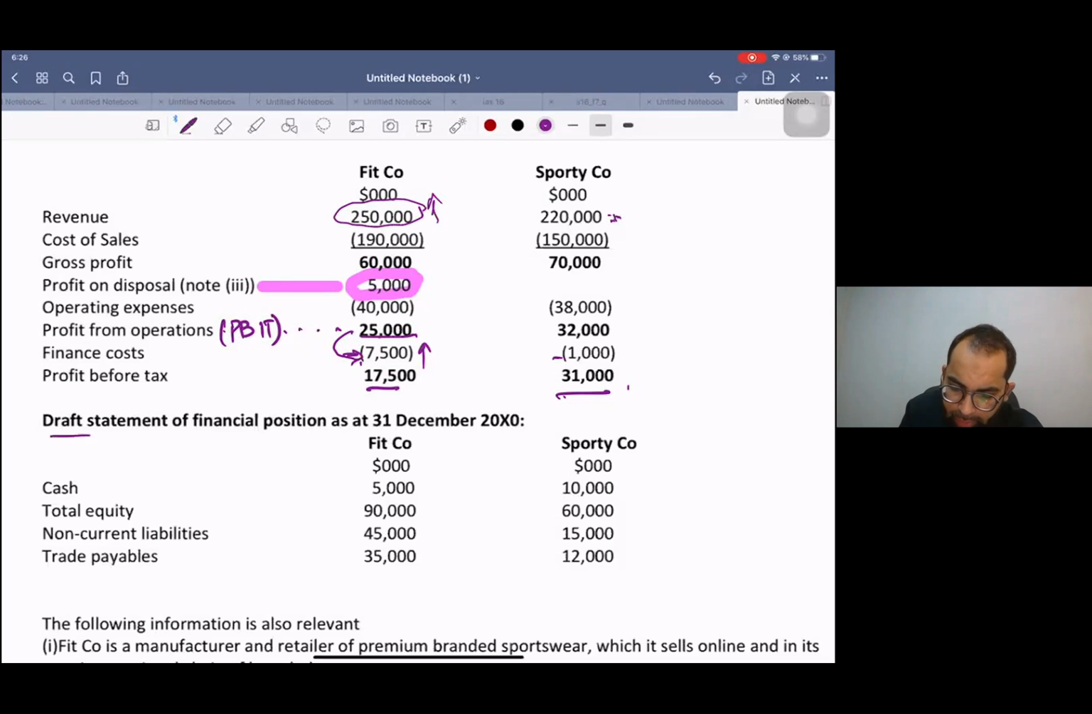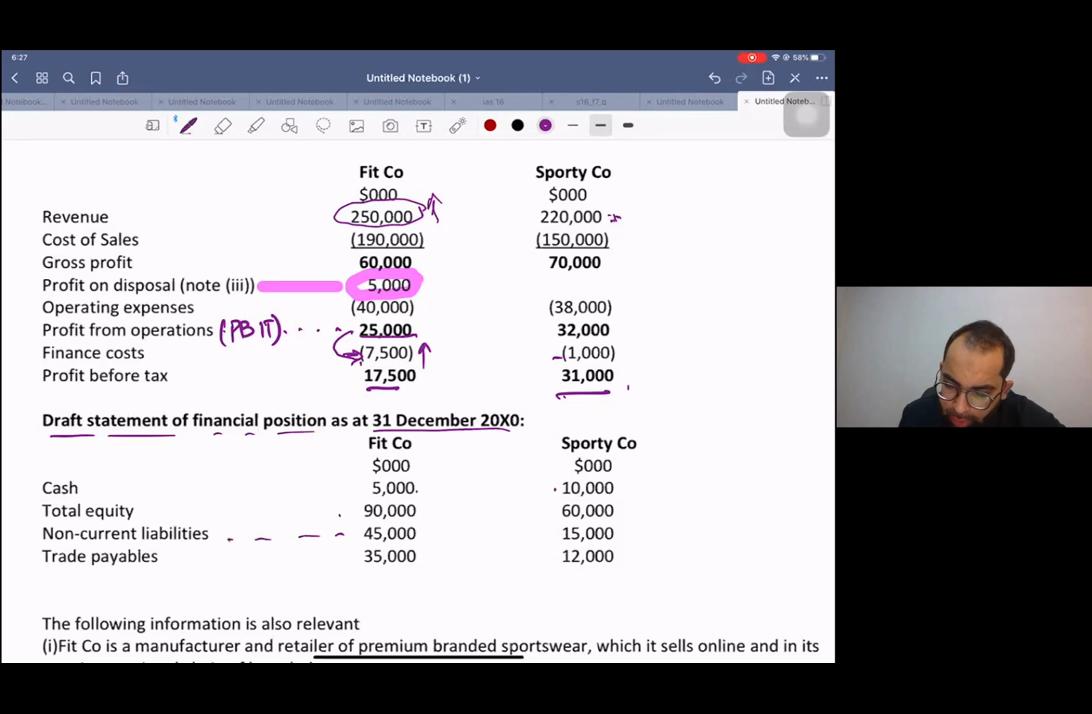But now, this is the draft statement of financial position. See, they have not given you the complete balance sheet, the complete SOFP. They have just given you some pieces, the extract. Now cash 5,000, here 10,000.